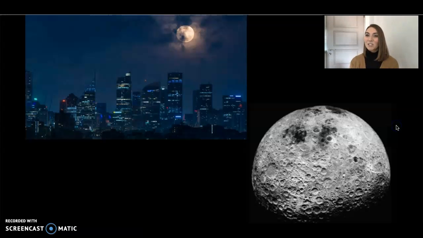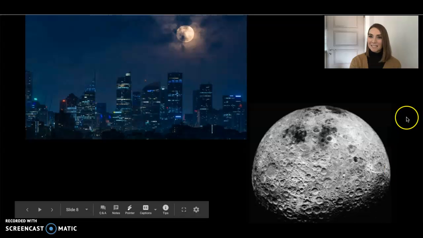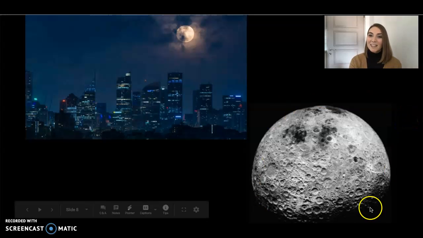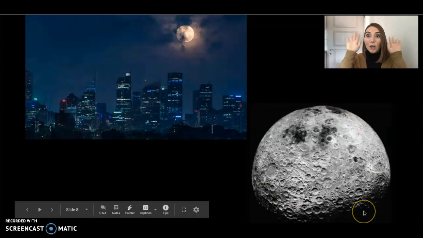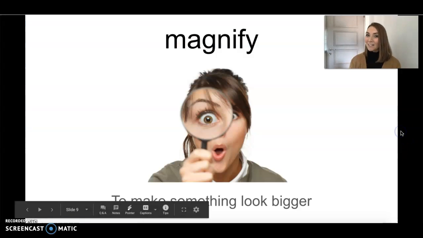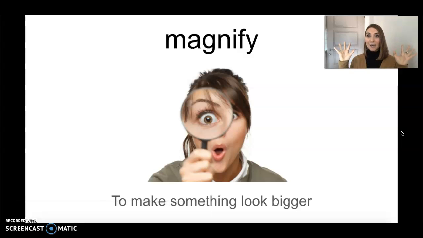Take a look at these two images of the moon. What is different about the moon in this picture and the moon in this picture? This picture is a close-up image of the moon. The moon has been magnified. To magnify something means to make something look bigger.